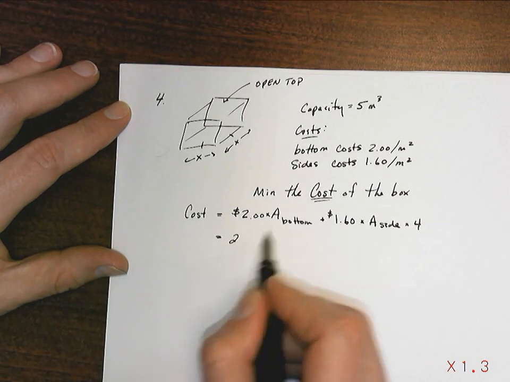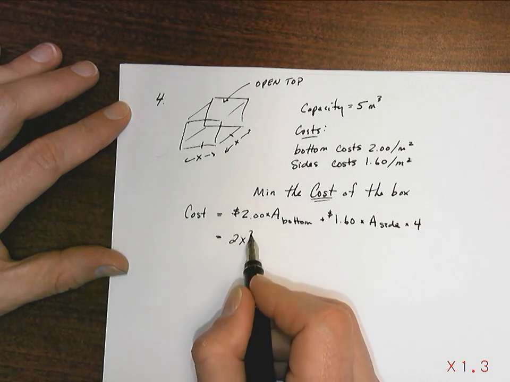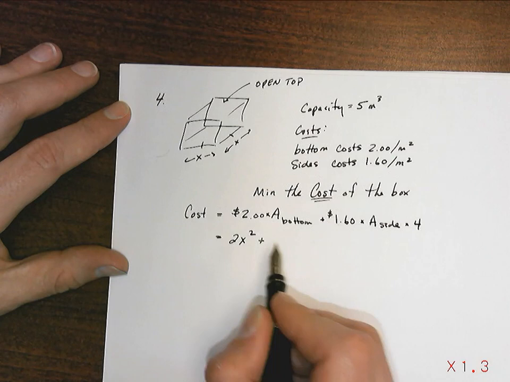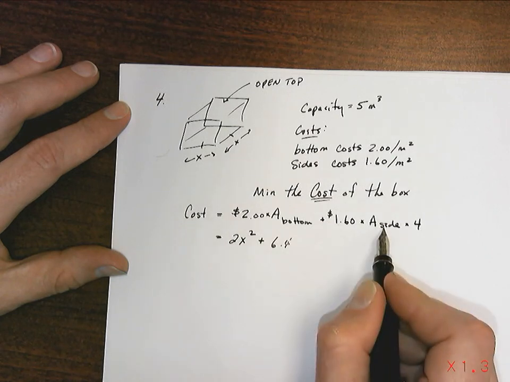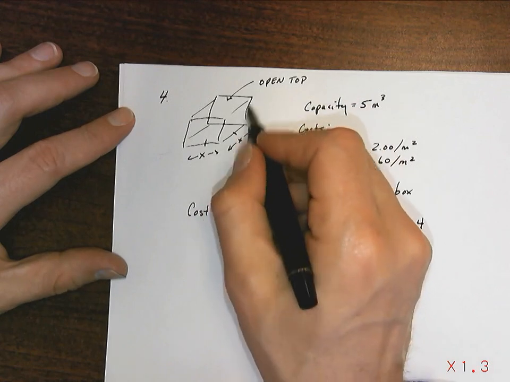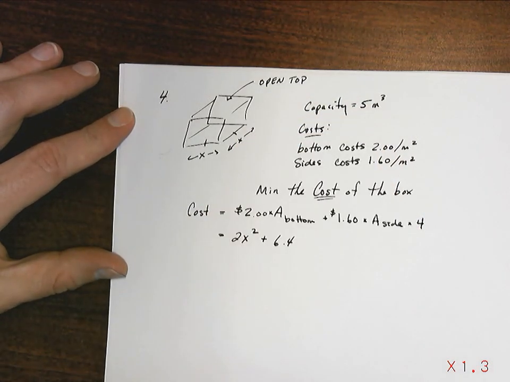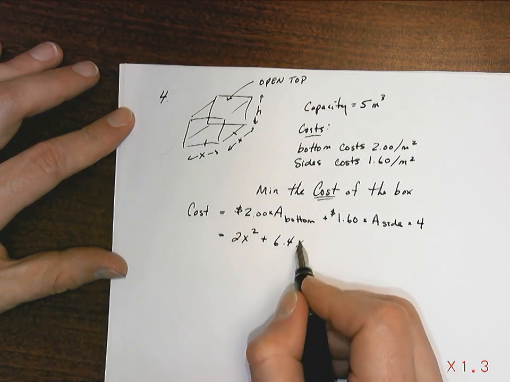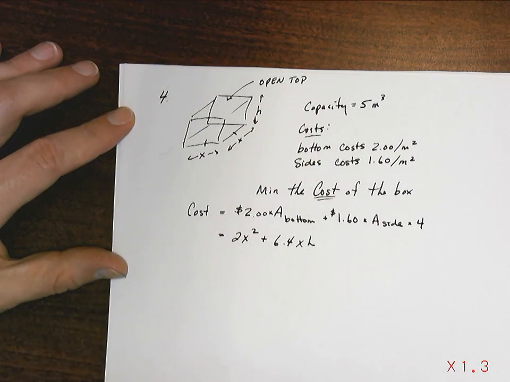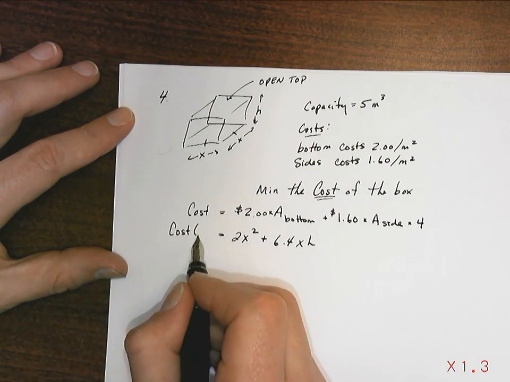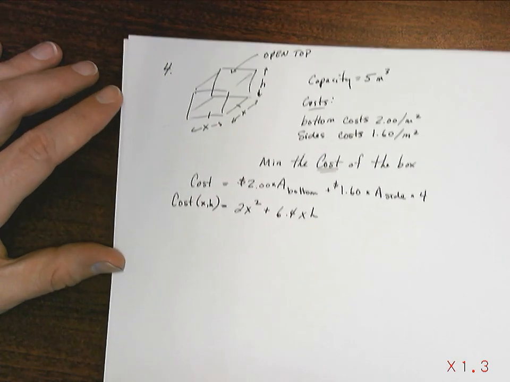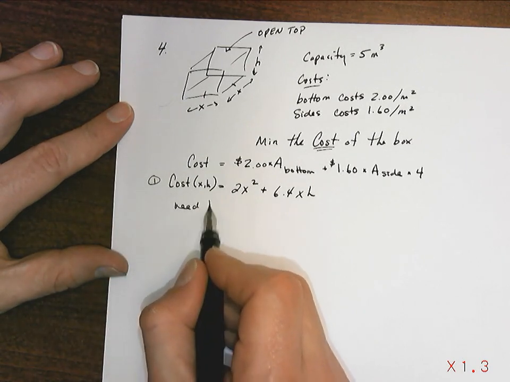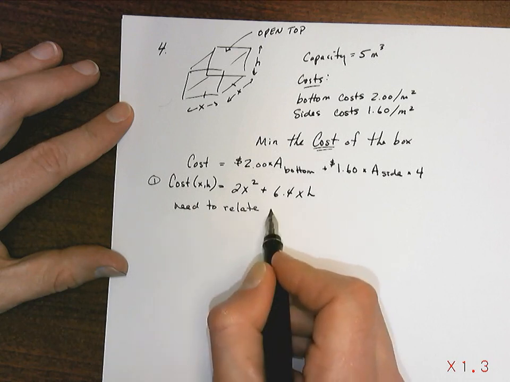So the area of the bottom is x times x. 1.6 times 4. Area of a side is x times, now I don't have another value there. It didn't say that it's a cube, so I'm going to make it h. And it's going to be x times h. And that is my cost equation in terms of 2 variables. Well, 2 variables, not so good. I need to relate x and h.